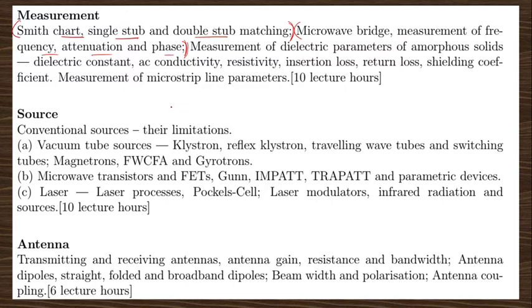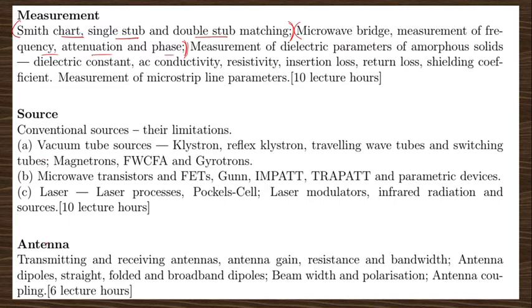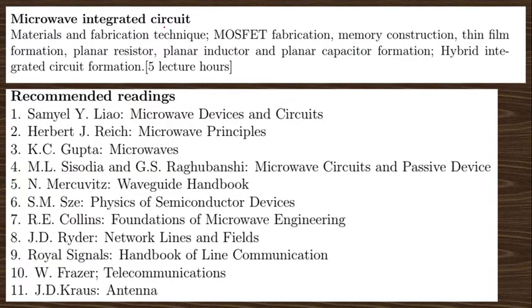So you can watch the total syllabus of this microwave course: transmission line and waveguide, components, then measurement, then source, then antenna, and finally microwave integrated circuit. This is the total syllabus we want to cover lecture by lecture, right? So these are your recommended books. Actually I referred to this book for this lecture. You can refer to these books, and there are lots of other books you can refer to also, right?